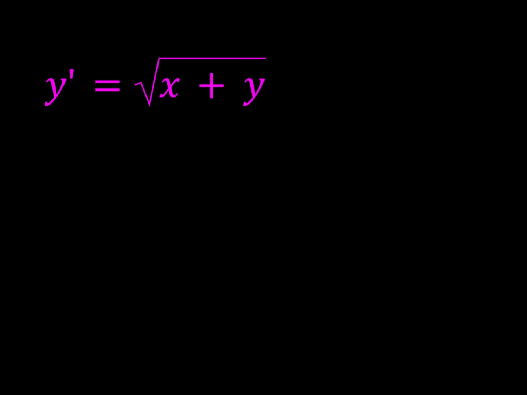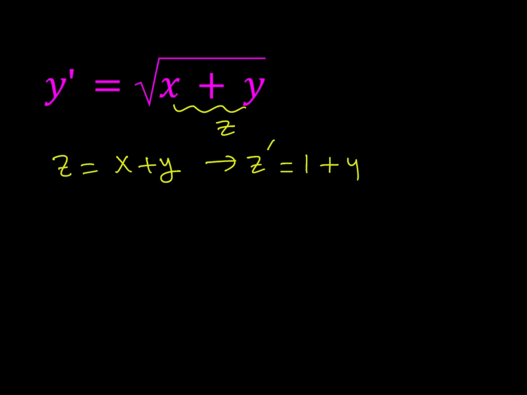So let's get started. I would like to use substitution here, so I want to replace x plus y with z. So we're going to start with that one. z equals x plus y. From here, if you differentiate both sides, consider the fact that z and y are both functions of x. So the derivative of z, which we can call z prime, equals the derivative of x, which is 1, obviously, with respect to x, plus y prime.